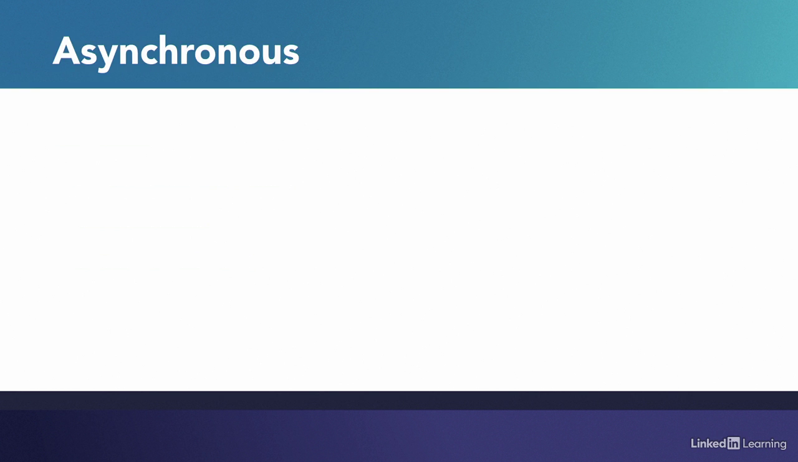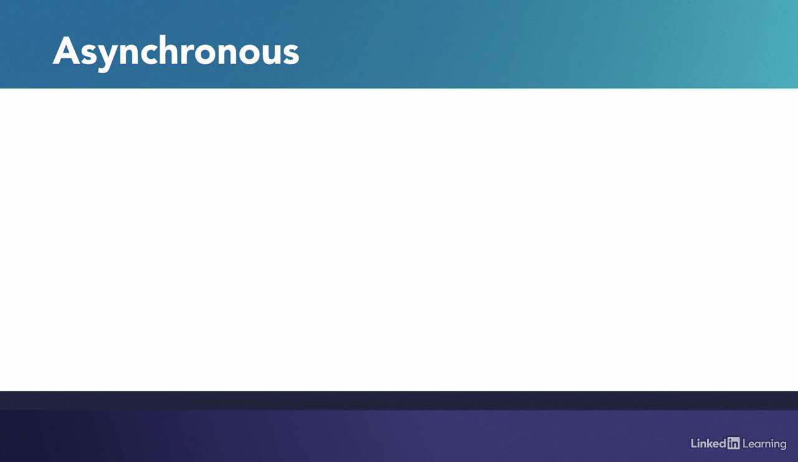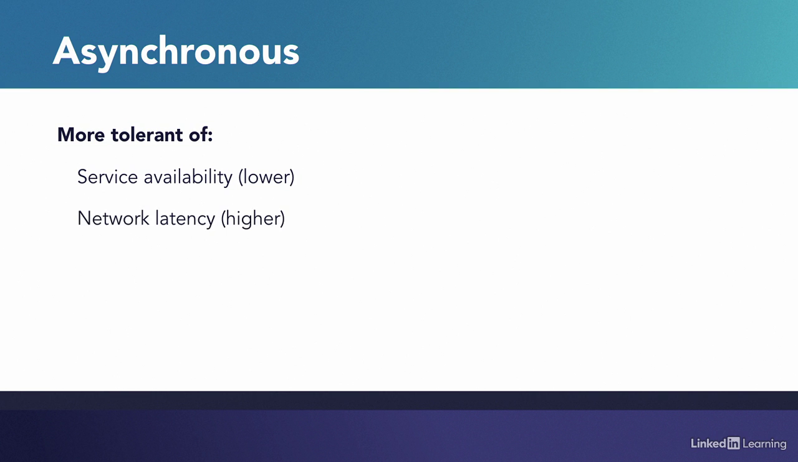In an asynchronous call, the web service returns data at a later time, if at all. The call is faster, and because the call is faster, the asynchronous call frees up both client and server resources. Compared to synchronous API calls, the asynchronous API calls are more tolerant of lower service availability, higher network latency, and require less available resources. Synchronous and asynchronous calls could be used simultaneously or by themselves.